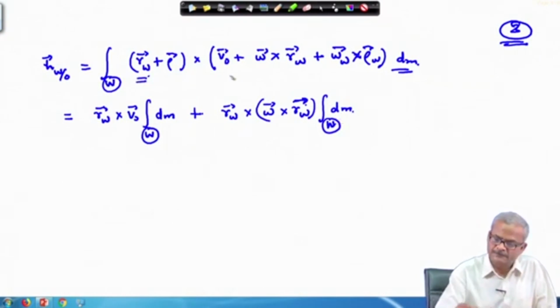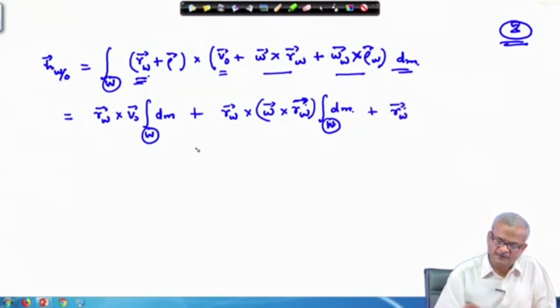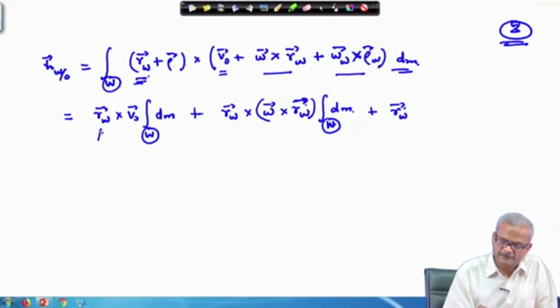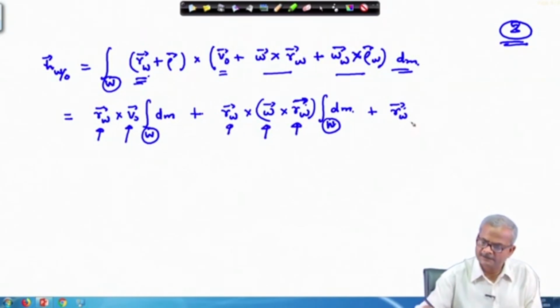Okay. This term with respect to this term we are expanding. You can see that this term is not dependent on wheel mass, and all the terms here are not dependent on wheel mass, and therefore, they are taken outside the integration sign.